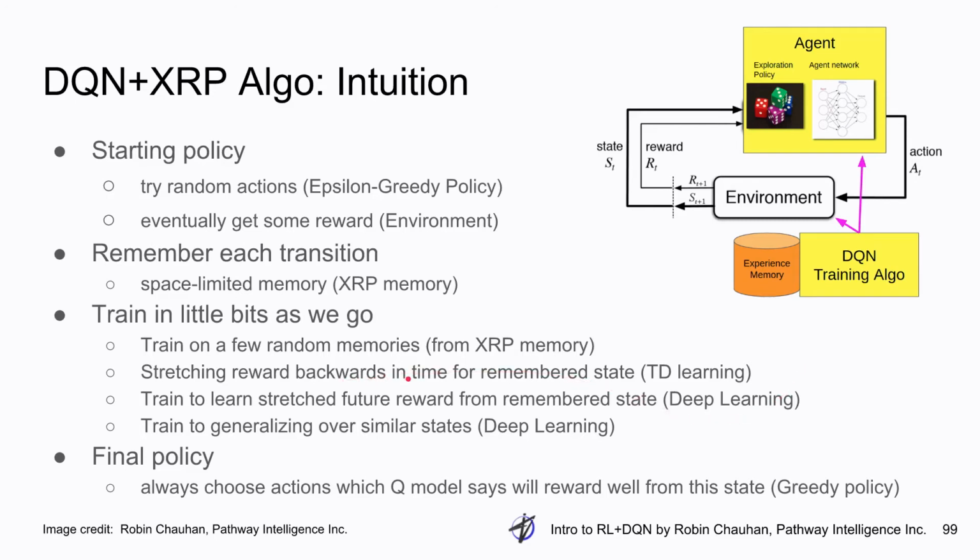So you're stretching the rewards back in time, not the rewards, but the expected rewards through the Q function. That's using TD learning. And then you're training using deep learning to learn that stretch, that expected reward from the state. And deep learning is helping you generalize over similar states. And then when you're done, you can play in greedy mode with epsilon 0, basically.